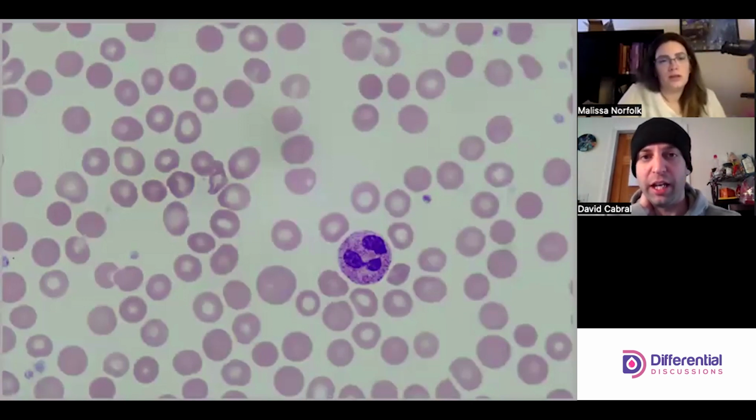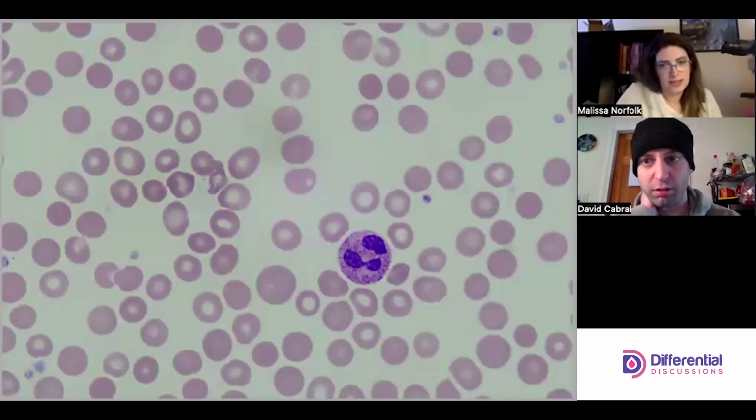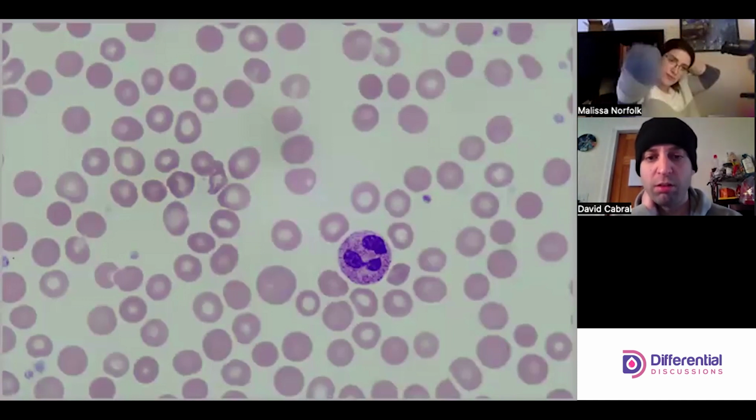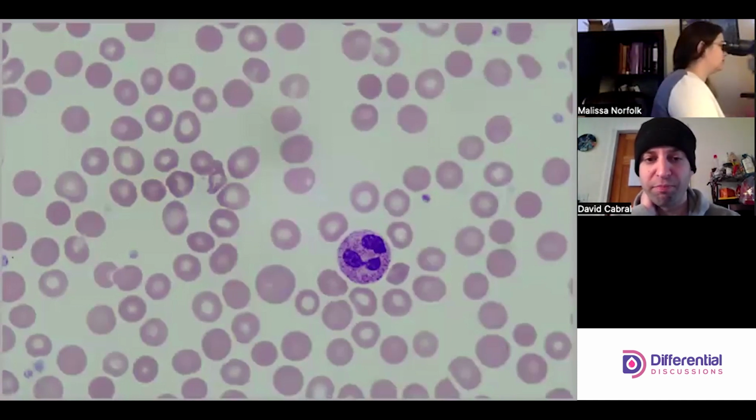The other thing we might expect is some kind of left shift. As we cruise around, we're going to look for more immature granulocytes, toxic granulation, Döhle bodies, left shift. Those are usually the things that you see. I don't know what we'll see in this one, but you could see all of those in patients on G-CSF.